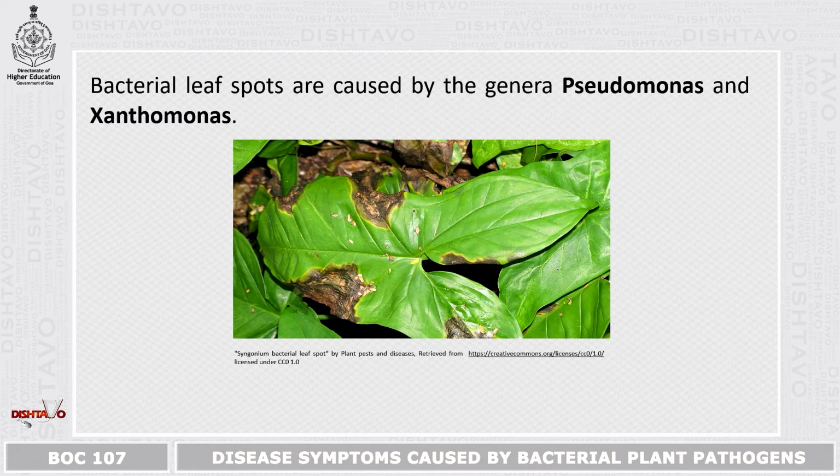So here, the bacterial leaf spots are caused by the genera Pseudomonas and Xanthomonas. This picture is Syngonium bacterial leaf spot, which is caused by the bacteria. So basically this plant will be affected by the bacterium.